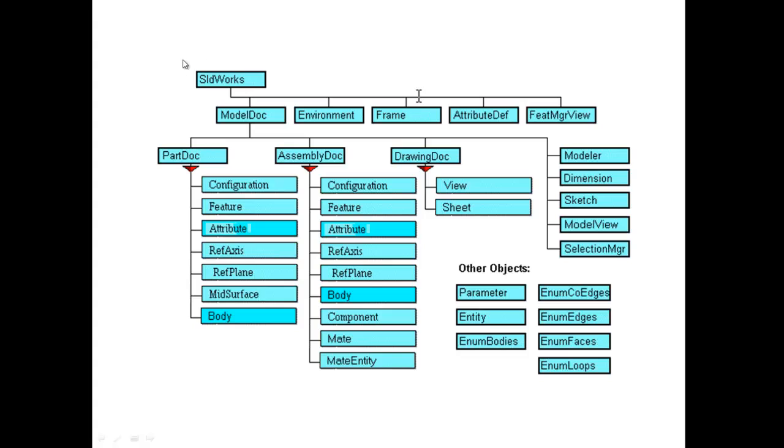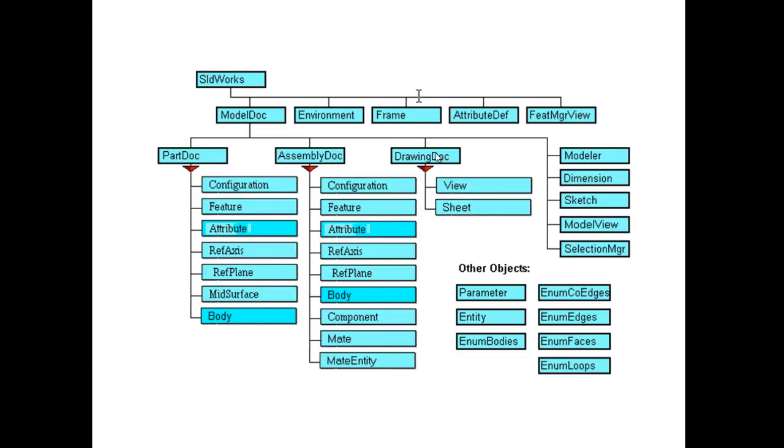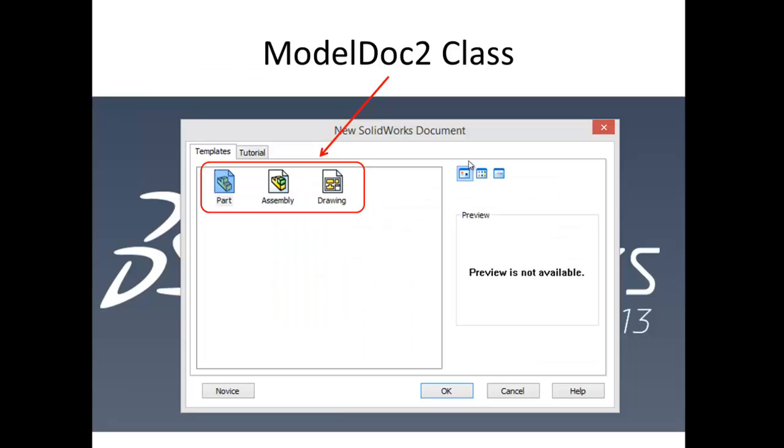As you can see at the top, you have the highest level of SolidWorks, which is the SLDWorks class. From there, you can create a model doc and a variety of other instances. And then from model doc, you can create specific documents such as part document, assembly document, and drawing document, and it goes further and further on. So if you want to see how the SolidWorks API class tree is structured, just Google image search it. It's the easiest thing to do.